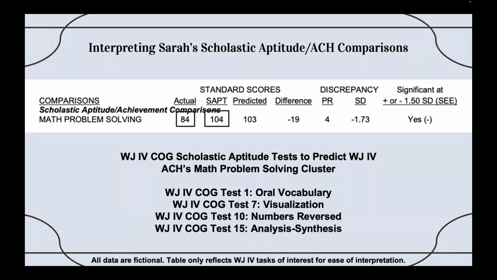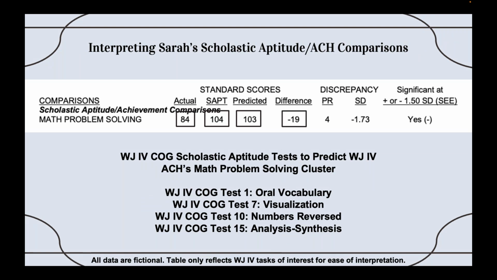So we don't want to use that in terms of our interpretation and in basing our understanding of how the student did. So what we would do is we would use that predicted score here. That predicted score is statistically corrected through regression to the mean. So then that way we can use that predicted score as our basis of how well Sarah should have done on math problem solving.